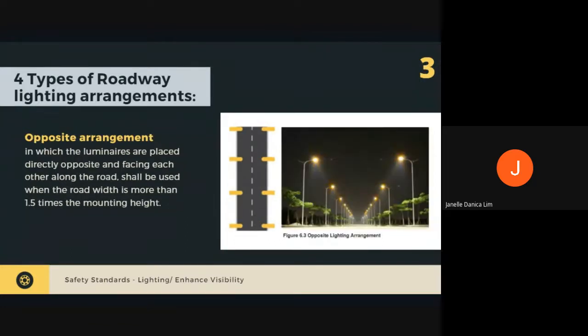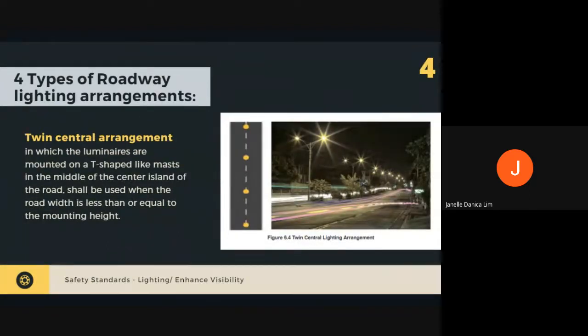The third one is the opposite arrangement, in which the luminaires are placed directly opposite and facing each other along the road, and it shall be used when the road width is more than 1.5 times the mounting height. So here's the example.